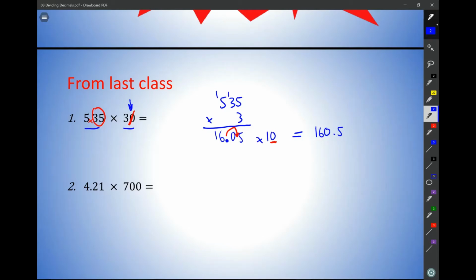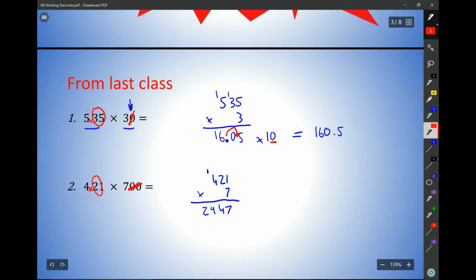And again, we follow the same process down here. We ignore our zeros and ignore our decimal. And do 421 times 7. 7 times 1 is 7. 7 times 2 is 14. 7 times 4 is 28. Plus 1 is 29.